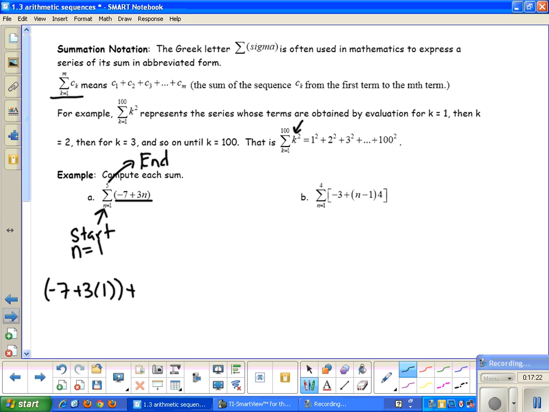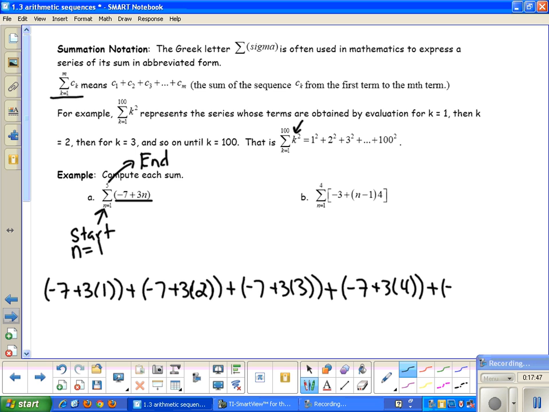And then my second one, now that I plugged 1 in, I need to plug in 2. So negative 7 plus 3 times 2 would be the next one, plus negative 7 plus 3 times 3, plus negative 7 plus 3 times 4, plus negative 7 plus 3 times 5. And now I know to stop because I've gone from an n value of 1 all the way up to an n value of 5, and I'm going to be adding those answers together. So if I add all this together in my calculator, I end up with a value of 10.